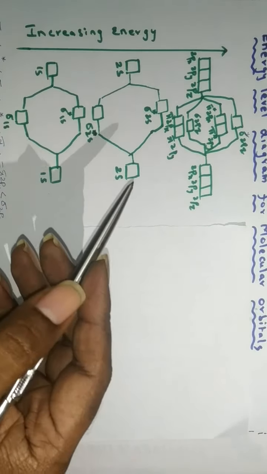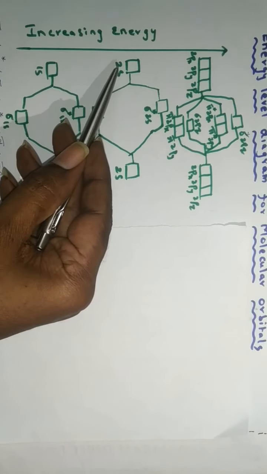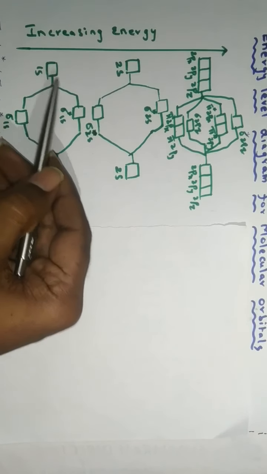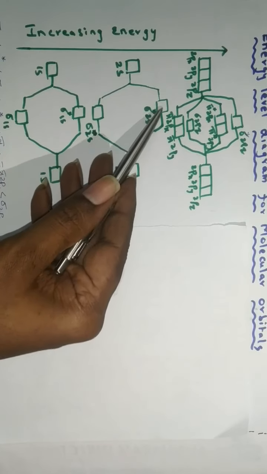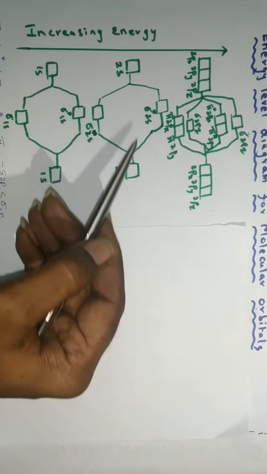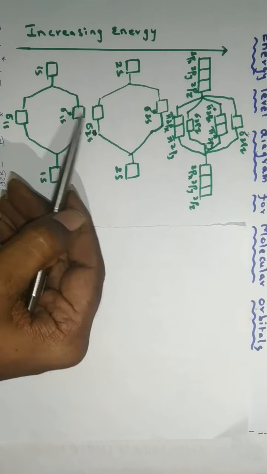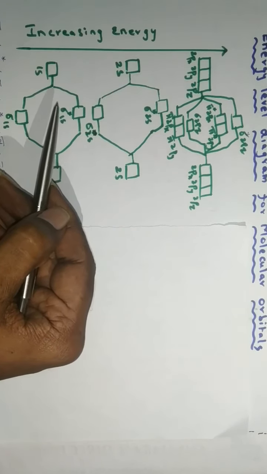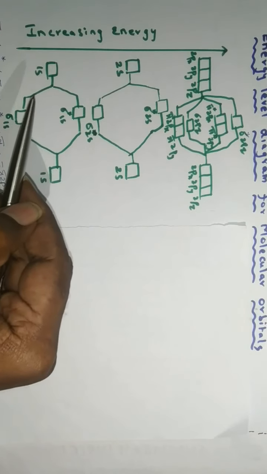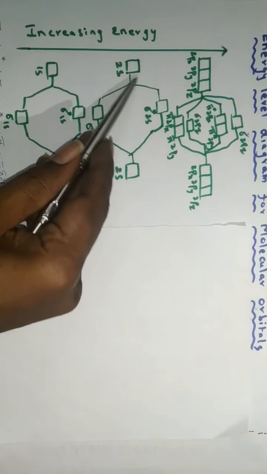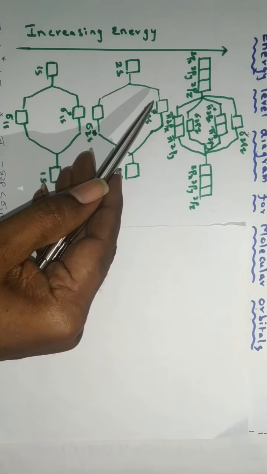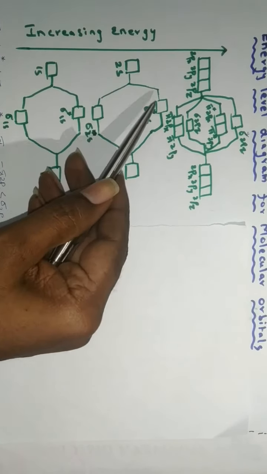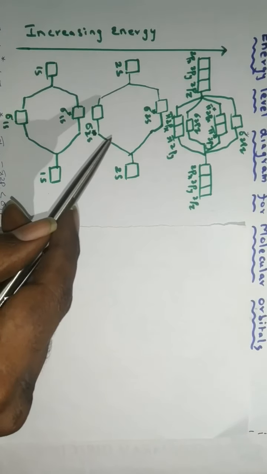Since 2s atomic orbitals have higher energy than 1s atomic orbitals, the pair of molecular orbitals obtained from 2s atomic orbitals has higher energy than the molecular orbitals formed by 1s atomic orbitals. However, within the same pair of molecular orbitals, the bonding molecular orbital has lower energy than the antibonding molecular orbital.